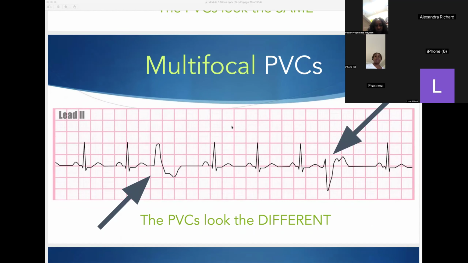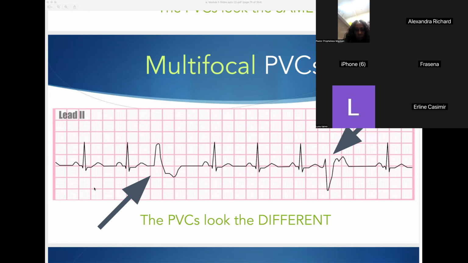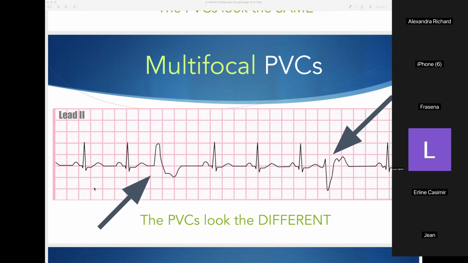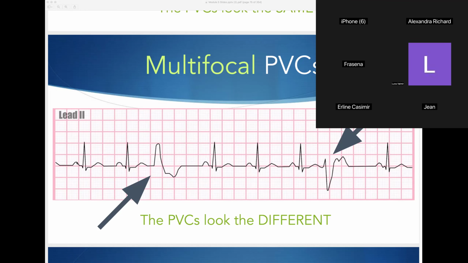Next up is multifocal PVCs. Multifocal PVCs, so we can see the two PVCs here, they have arrows pointing at them, but they look different. So that means they came from two different areas of the heart. So two different foci. So that's why it's called multifocal. It came from two different places. So when the PVCs look the same, that is unifocal PVCs. When the PVCs look different, we call that multifocal PVCs.